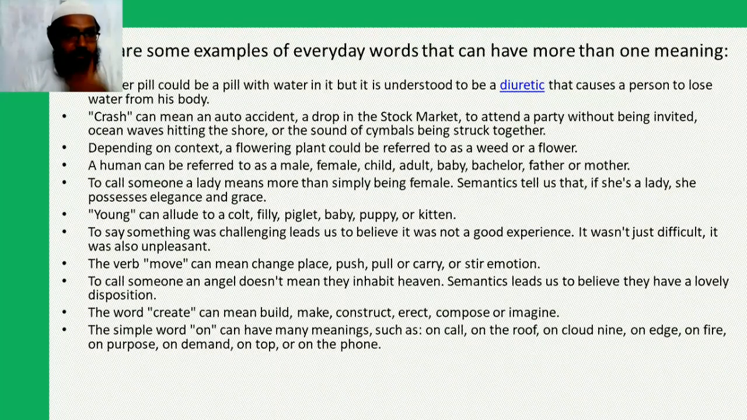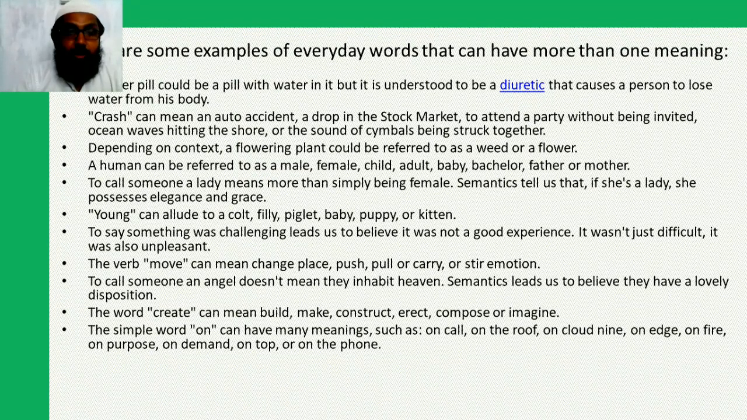So here I have given some examples which we use in our day-to-day life. A water pill could be a pill with water in it, but it is understood to be a diuretic that causes a person to lose water from his body. Here we learned one word, pill, and here pill has two different meanings.